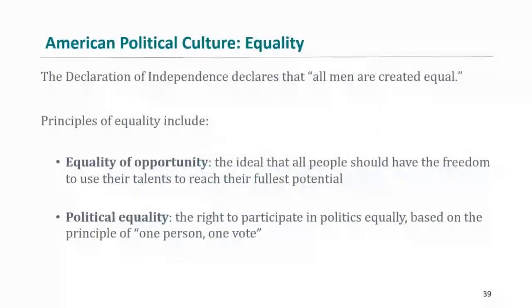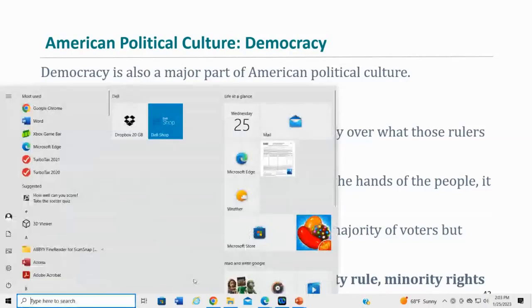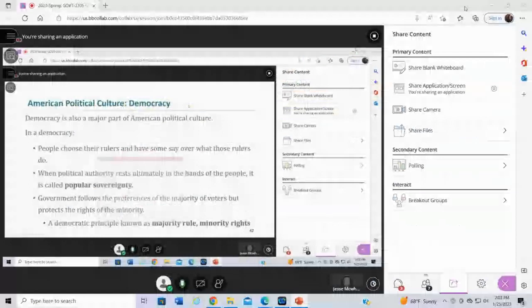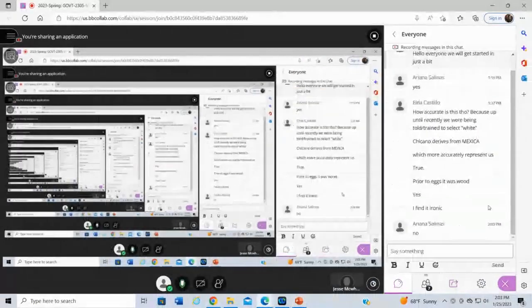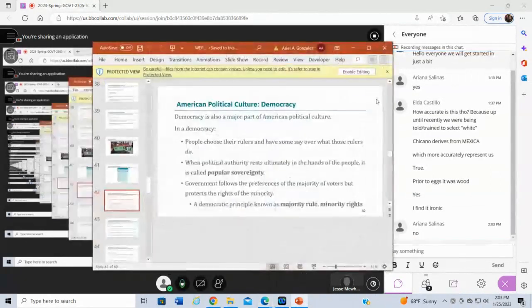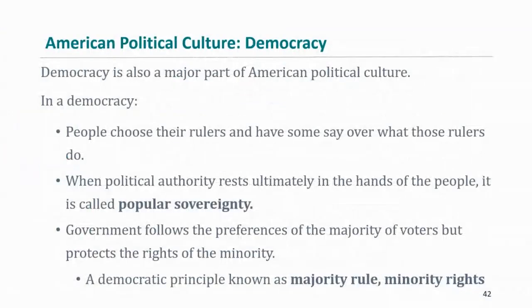Okay, so any questions on equality here, really quickly, before we finish up our discussion here? So, okay, so democracy. Let me check the chat really quickly to see if there's questions here. Hold on, let me check the chat really quickly. Okay, so no questions here. Okay, so let's go ahead and go back here really quick. Okay, so let's go to democracy here really quickly. Okay, and then we'll be almost done here.